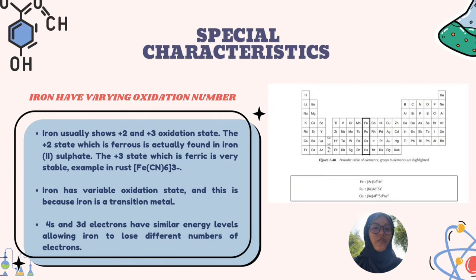The +2 state, called ferrous, is found in compounds like iron sulfate, while the +3 state, called ferric, is seen in rust and ions such as hexacyanoferrate(III). Iron can also exist in the less common +6 oxidation state found in the ferrate(VI) ion. Iron shows different oxidation states because it is a transition metal. Its 4s and 3d electrons have similar energies, allowing iron to lose different numbers of electrons.